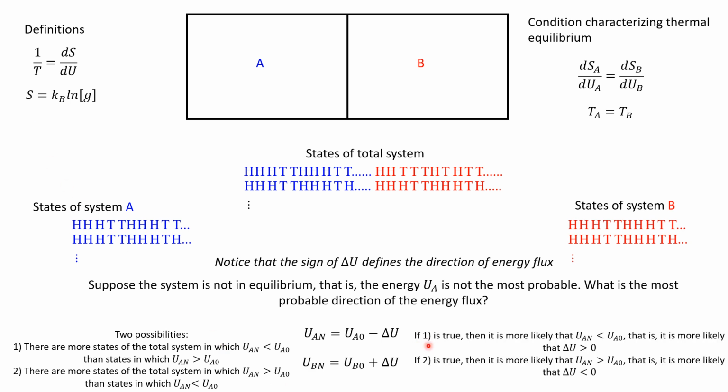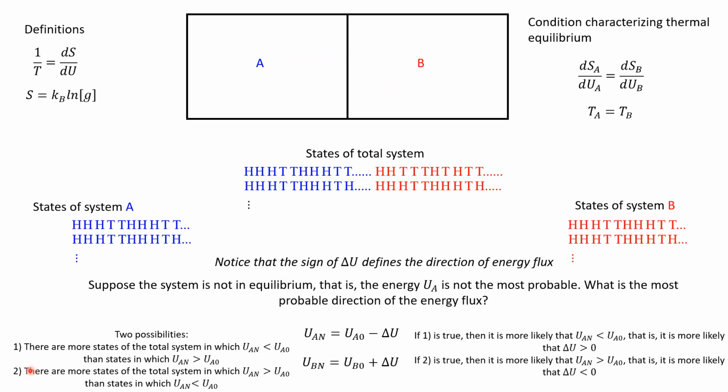Now, if the first possibility turns out to be true, in other words, if there are more states of the total system in which the new energy is lower than the initial energy, then it is more likely that the new energy will be lower than the initial energy. In other words, it is more likely that the sign of delta U is positive. In other words, it is more likely that energy will flow from A to B.